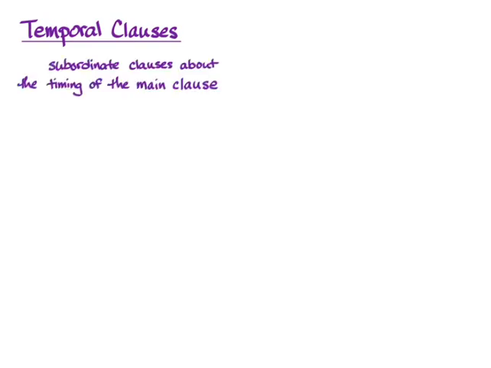Temporal clauses are really what they sound like. They're subordinate clauses that tell you about the timing of the main clause. Hansen and Quinn gives you a couple of different conjunctions to work with here. We get epei or epeidē, which means after or since, and we get hote, which means when.